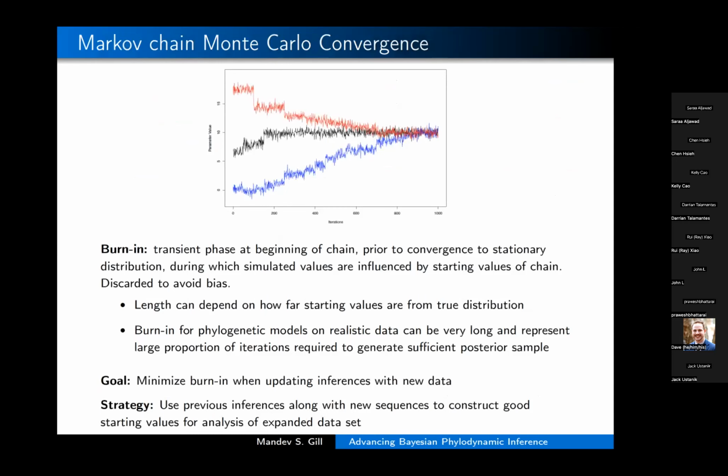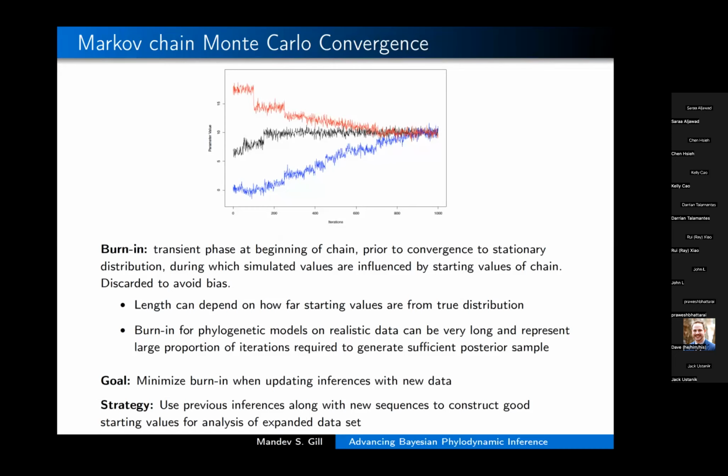All right, so one of the major hurdles in using Markov chain Monte Carlo methods is what's called the burn-in. The burn-in is a transient phase at the beginning of the simulated Markov chain before it converges to the stationary distribution, during which simulated values retain the influence of the starting values of the chain. And the burn-in is typically thrown away to avoid biasing inferences. The length of the burn-in can depend upon how far away, in some sense, the starting values are from the heart of the true posterior distribution.